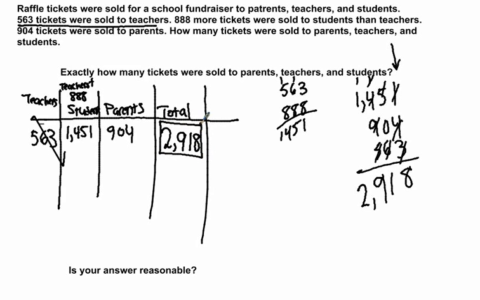So the question asks, is our answer reasonable? Well, our estimate was about 3,000 in the end. So we're less than 100 off, but we're talking about numbers in the thousands. So I would say that yes, our answer is reasonable. It's not too far away from our estimate.